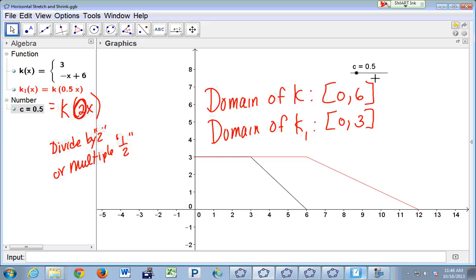Okay, so now let's call this k sub 2 over here. And what's the domain of k sub 2? It's twice the distance. It's 0 to 12. It took twice as long to get there because all your x's were cut in half. So before I could even apply my function value to say what my output was, I was cut in half. So to get back to where I was, to get back to be a 1 or 2 or a 3, I had to put in a number that was twice as big, just the opposite, the inverse.